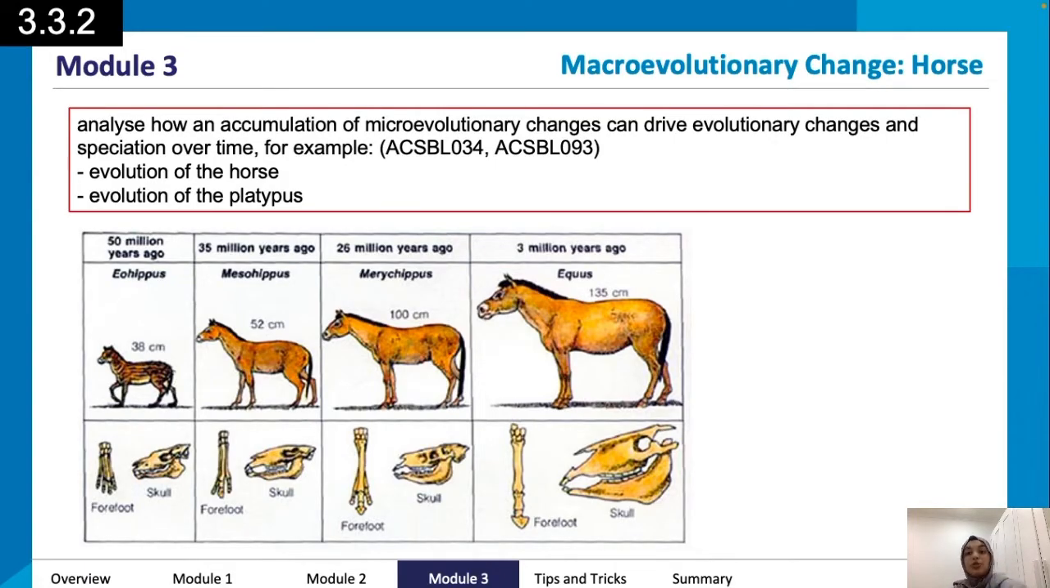Another example is the horse. We're looking at the analysis of how an accumulation of microevolutionary changes can drive evolutionary changes and speciation over time. So, for example, looking at the evolution of the horse and the platypus, this one's the horse. You can see 50 million years ago versus 35 versus 26 versus 3 million, and how it's actually changed. How the forefoot and the skull have changed over time, and the length of it as well, going from 38 centimeters to 52 centimeters to 100 centimeters to 135 centimeters.